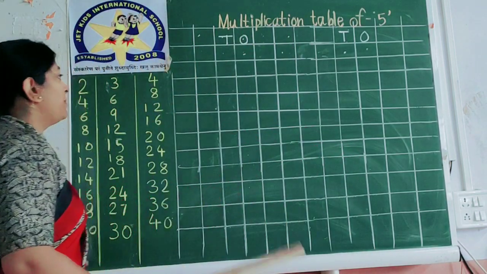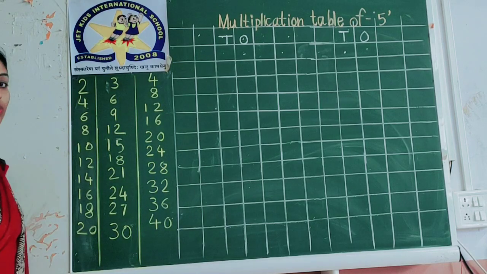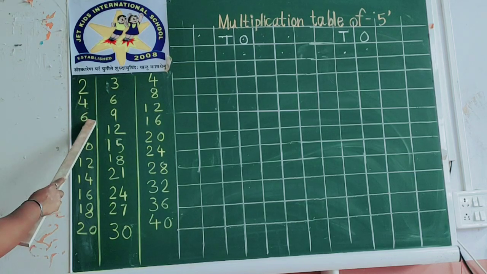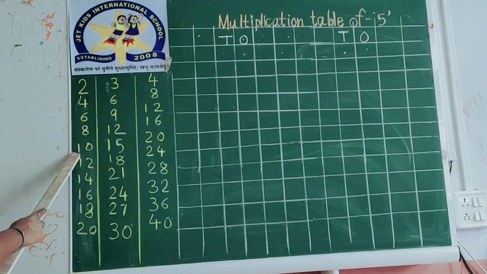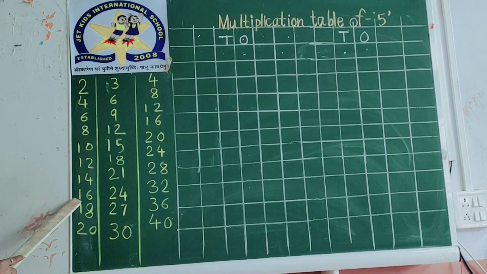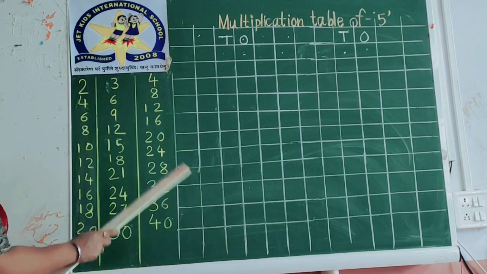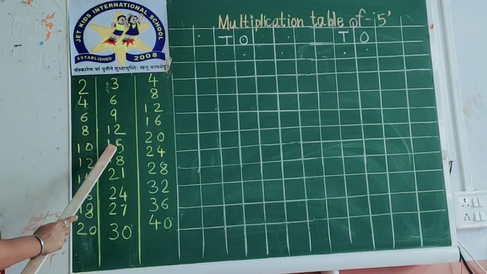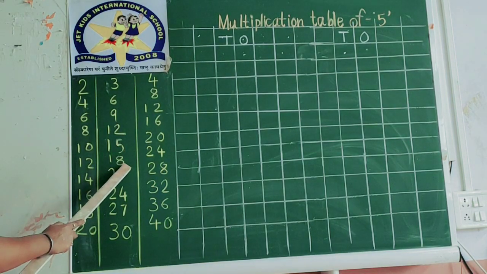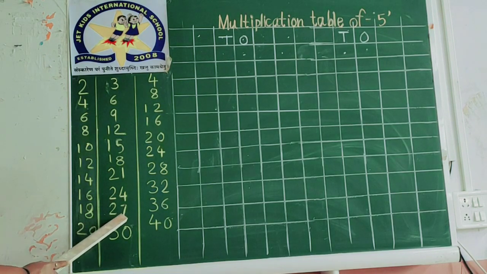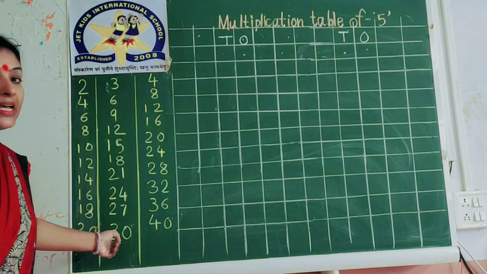So here ma'am has written the table for you. We have to do verbal practice, right? So 2 ones are 2, 2 twos are 4, 2 threes are 6, 2 fours are 8, 2 fives are 10, 2 sixes are 12, 2 sevens are 14, 2 eights are 16, 2 nines are 18, and 2 tens are 20. 3 ones are 3, 3 twos are 6, 3 threes are 9, 3 fours are 12, 3 fives are 15, 3 sixes are 18, 3 sevens are 21, 3 eights are 24, 3 nines are 27, 3 tens are 30.